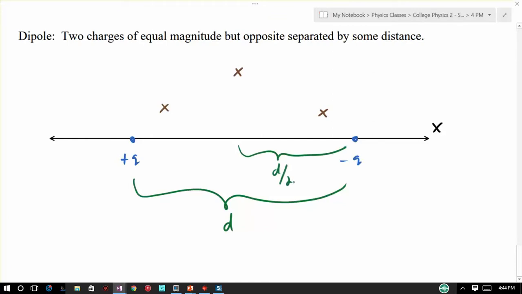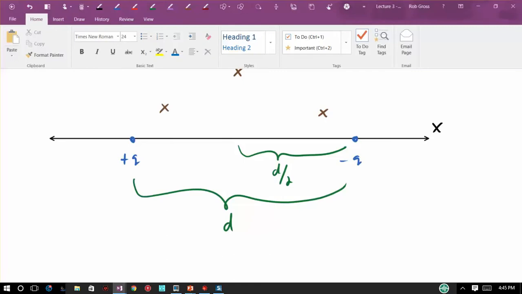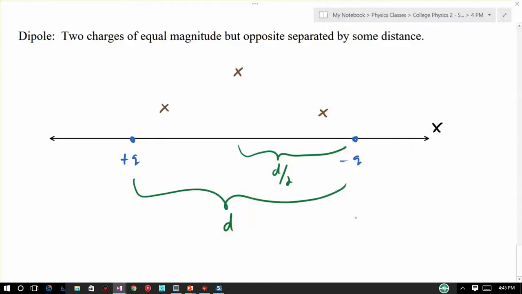What I want to do is figure out what the electric field looks like for these three points, just as a sketch. Let's look at the positive charge first and figure out what the field looks like for the positive charge. We're going to do them one at a time: look at the positive charge, then the negative charge.